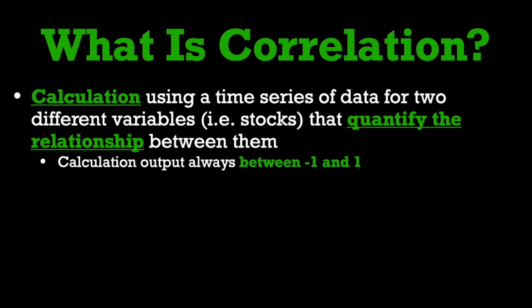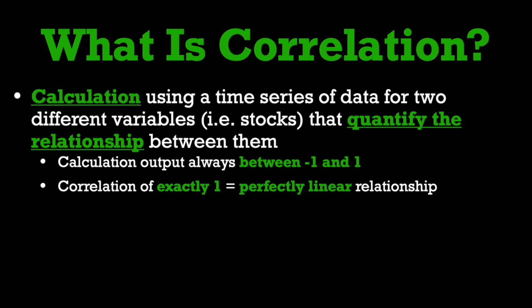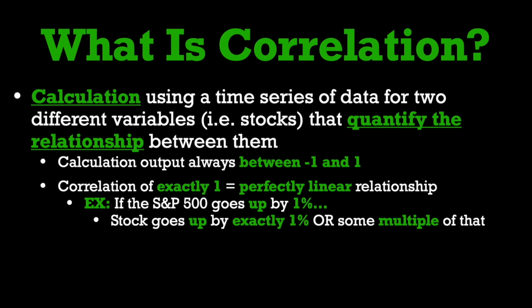And the main things to remember here is if you get a number of exactly 1, that means the stock and the S&P 500 have a perfectly linear relationship. Which means if the S&Ps go up by 1%, then the stock is also going to go up by exactly 1% or some multiple of that. Could be 2%, 3%, even 1/2 of 1%, doesn't matter. The point though is, let's say for the sake of example, the stock moves by 2%. The point then is every time the S&Ps either move up or down by 1%, the stock is going to move in the exact same direction by 2%. That's a perfectly linear relationship.